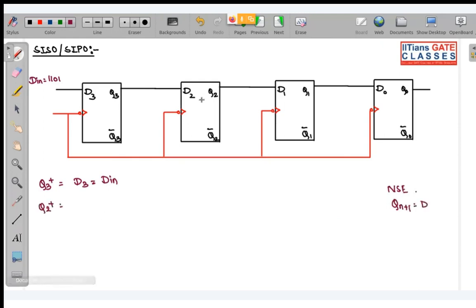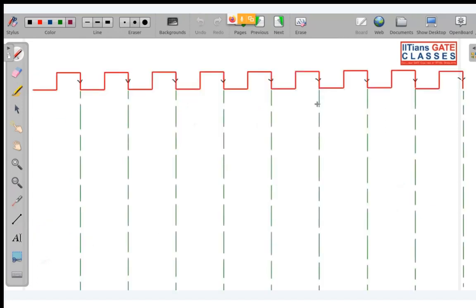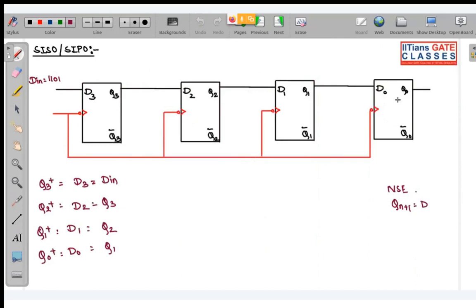Q2 plus will be equal to what? It is equal to D2, and that is equal to Q3. Q1 plus is equal to D1, so D1 is equal to Q2, and Q0 plus is equal to D0, which is equal to Q1. So this is our next state equation. Okay, so very good. I have actually drawn this thing.